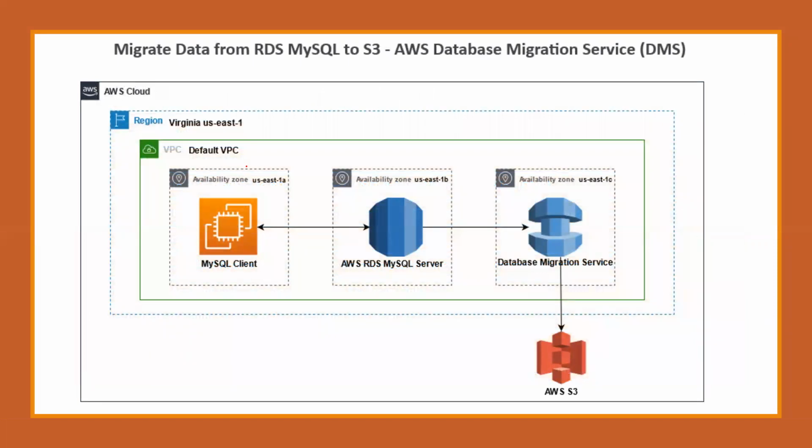So you can see the flow here. I'm using one region, Virginia, US East 1. Here we are using the default VPC, but you can create your own VPC. In this demo we will focus more on the DMS side instead of the VPC, because I already covered the VPC section separately earlier in the series 5 video.